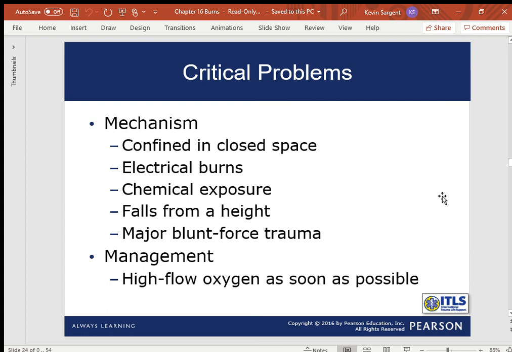Critical problems, mechanism. Is this person in a confined space or a closed space? Can you get to this person safely, or do you need specialized rescue? Is this an electrical burn issue? Electrical burns are very, very devastating. Chemical exposure: what will hurt them will hurt you. As a result of being burned or electrocuted, did they fall from a significant height? Did they have major blunt force trauma? And remember, people get burned sometimes as a result of medical conditions.